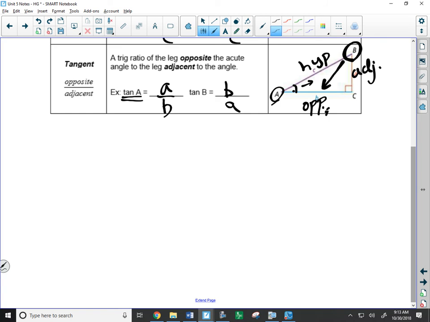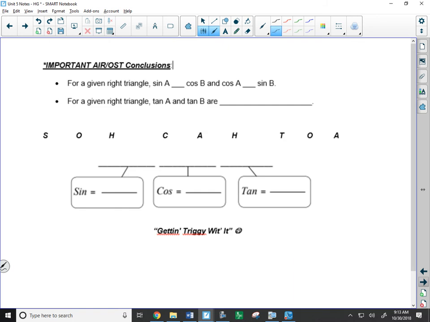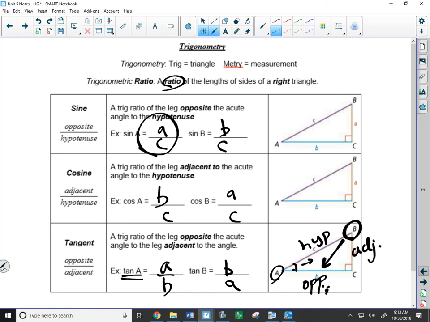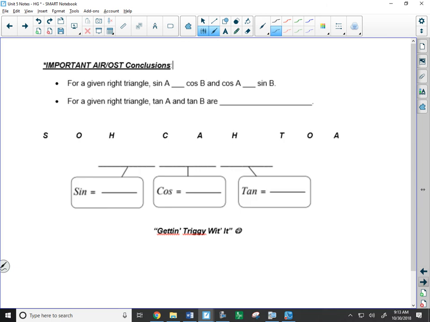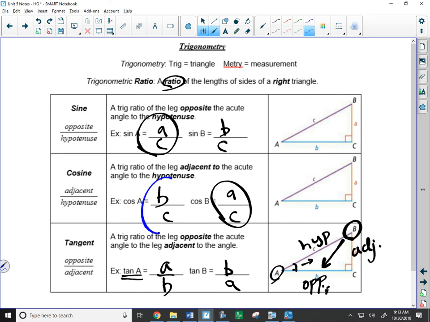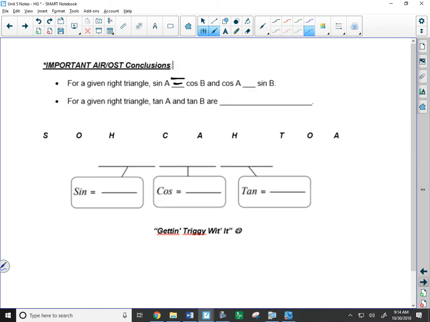Now, at the bottom, I say, well, based off these three ratios, there is an important conclusion that I want you to know, and the state wants you to know. And you could probably just look above and see sine of A and cosine of B. What do you notice? They're the same. They're equal. And cosine of A and sine of B are also equal. And then the tangents are opposite.